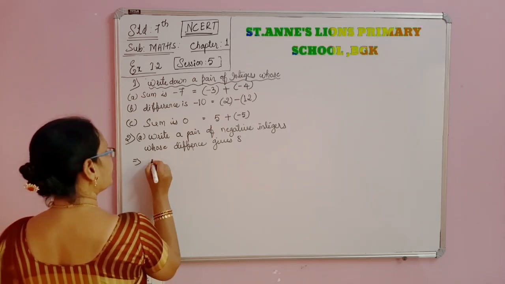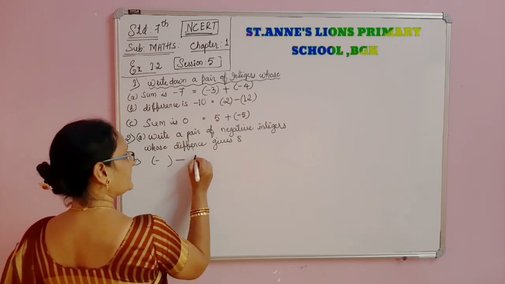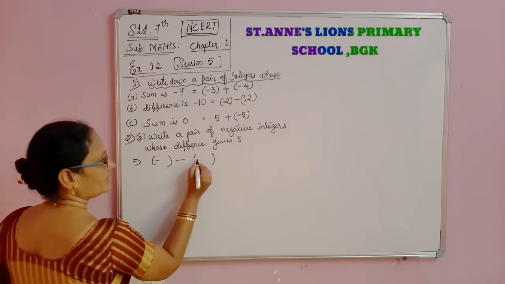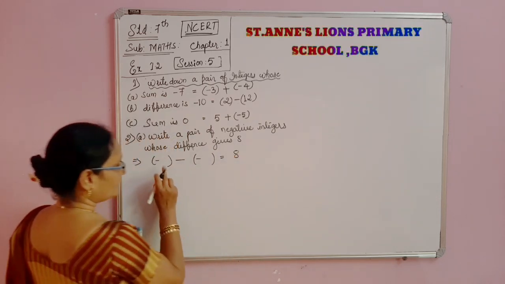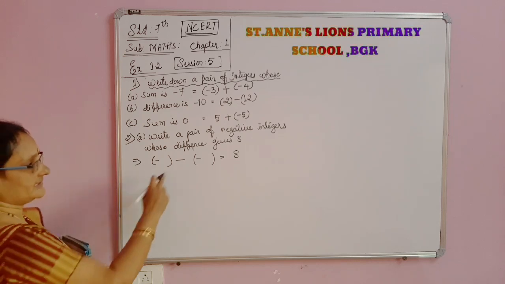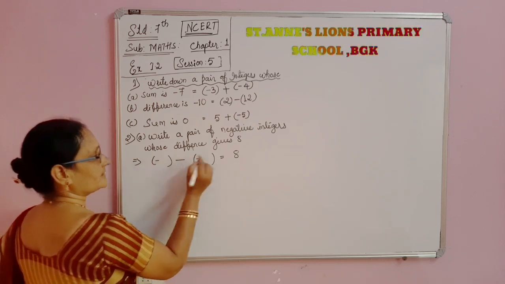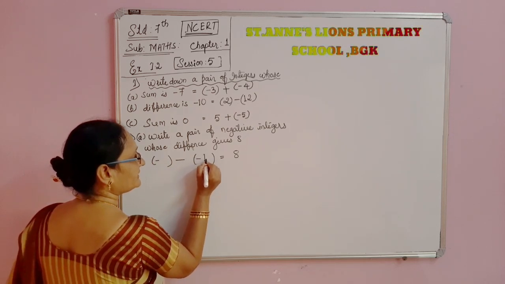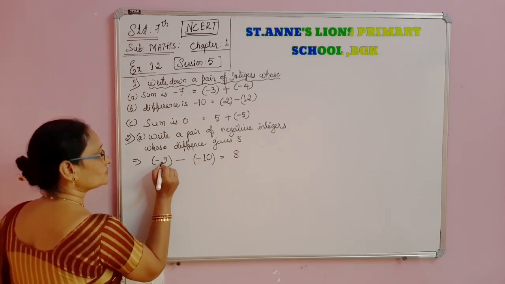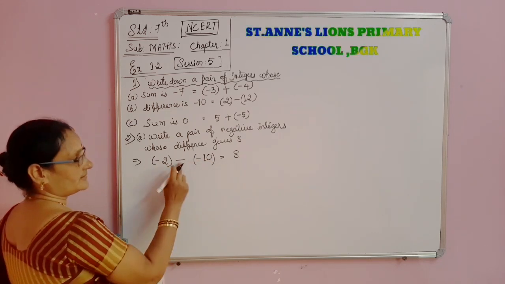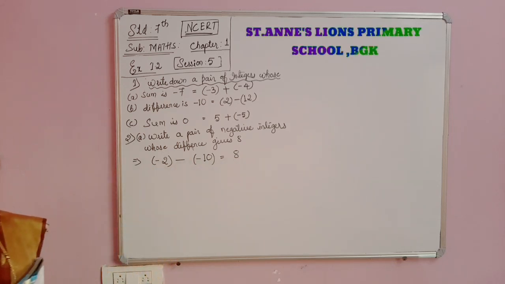So how to take? See, here one negative integer, and here difference is there, here also one negative integer, and it must be 8. Now you have to write the suitable numbers. Minus into minus is plus, and here one number. Minus into minus plus means here we can take 10, minus minus 2, because the answer is positive. When we write this, minus 2 minus of minus 10 is 8. Like that any number you can take.